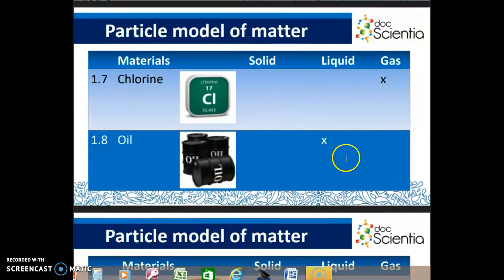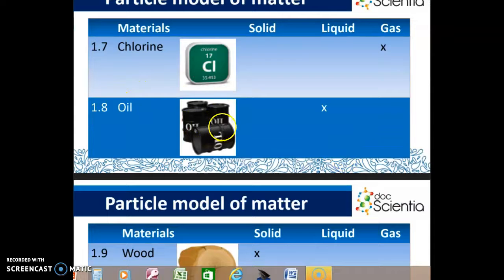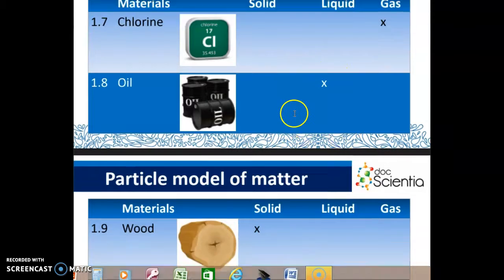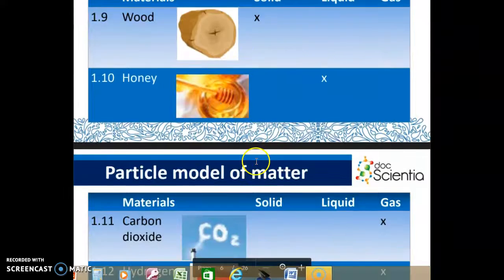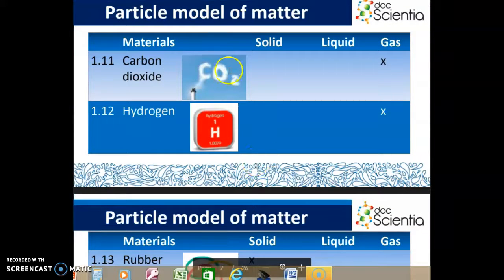It's a gas. 1.8. Oil. Is it a solid, a liquid, or a gas at room temperature? It's a liquid. Wood. Is it a solid, a liquid, or a gas at room temperature? It's a solid. Honey. Is honey a solid, a liquid, or a gas at room temperature? It's a liquid. Oh, there's more. Carbon dioxide. Is it a solid, a liquid, or a gas at room temperature? It's a gas. And hydrogen.